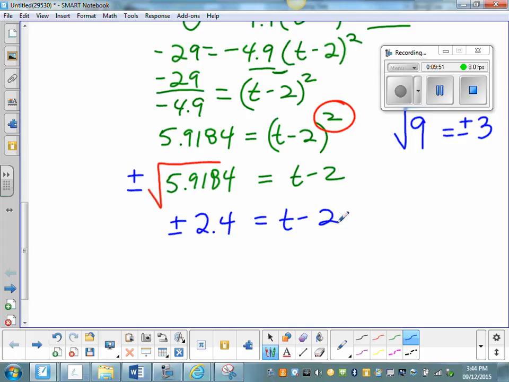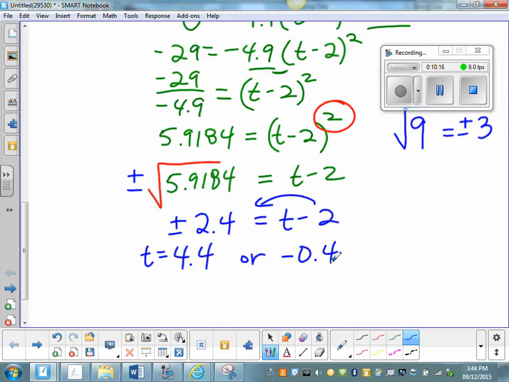So if I move the negative 2 to the other side, I'm going to get 2 possible answers for t. If I do plus 2.4 plus the 2 that's coming over, that's going to give me 4.4. If I do negative 2.4 plus the positive 2 that's coming over, I'm going to get negative 0.4.